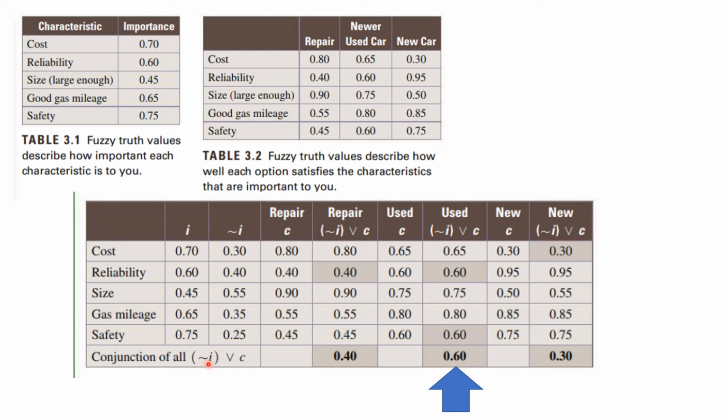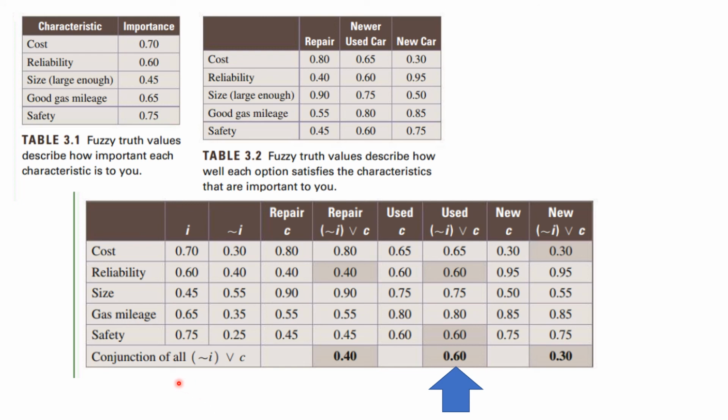We want to look at the statement: not important, or C, where C is the repair cost for each. So this is your criterion. We can do fuzzy logic on each of these for the options: repair, used, or new. And we're looking at this, this, and this.